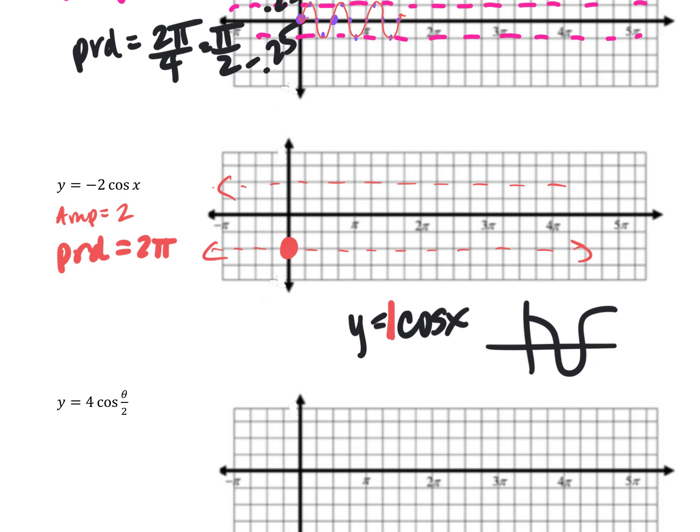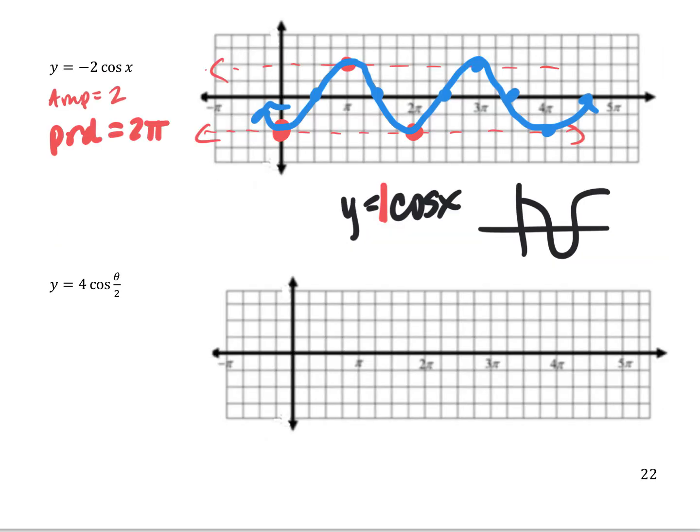When's the next time we're going to get to -2 if my period is 2 pi? 2 pi. When am I going to get to +2? Pi. Very good. Then I'm going to cut those in half in between them. Then I'm going to continue my trend. Why did we start lower? Because cosine starts at the amplitude. Let's do one more of these reviews.